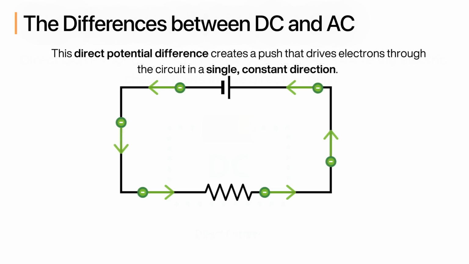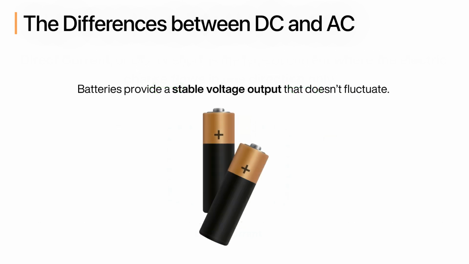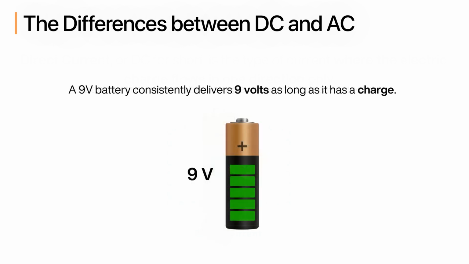This direct potential difference creates a push that drives electrons through the circuit in a single constant direction. This continuous unidirectional flow of electrical current is what we call direct current. Common sources of direct potential difference are batteries, which provide a stable voltage output that doesn't fluctuate. For instance, a 9V battery consistently delivers 9 volts as long as it has a charge.